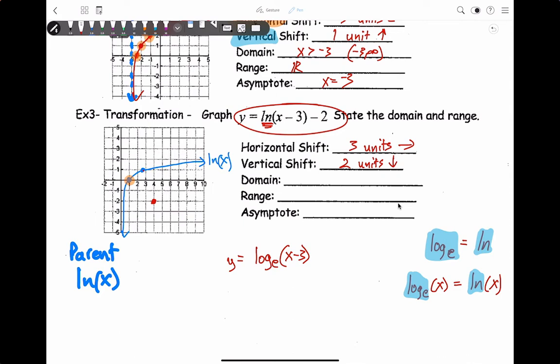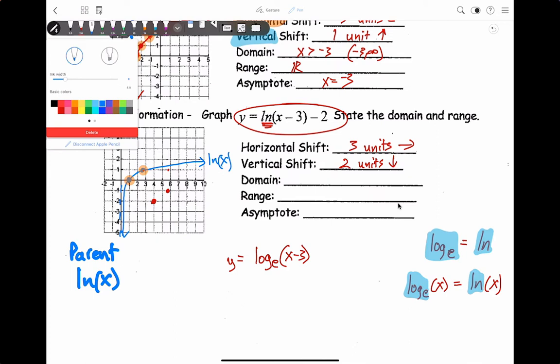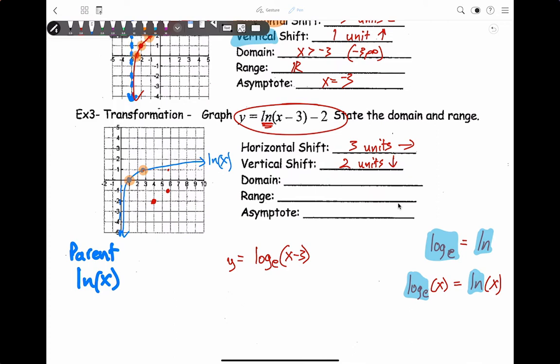And then this point right here, let me highlight it. This is 2.71828. That's that e value. It got shifted 3 to the right, so that's at 5.7, and then 2 down. So about here. And what used to be the vertical asymptote at x equals 0 has now shifted to x equals 3. So our new graph is going to be this transformation right here.